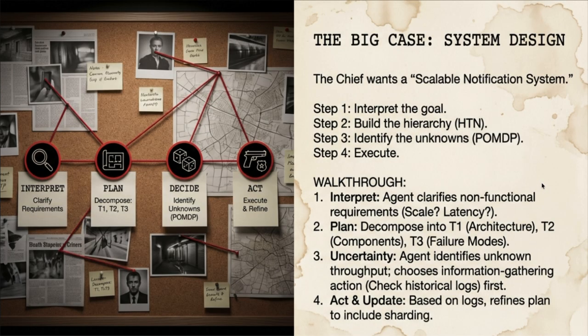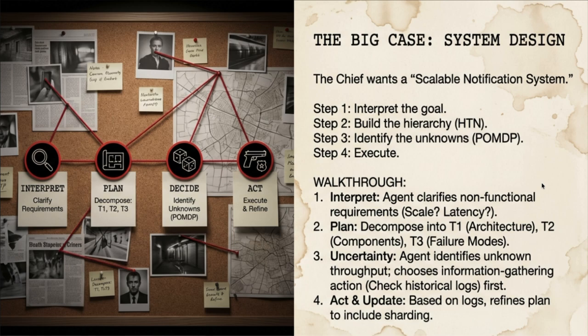Let us walk through a big case in system design. Suppose the chief wants a scalable notification system. We follow a clear four-step process. Step 1 is interpreting the goal. The agent clarifies the requirements, including non-functional ones like scale and latency targets.